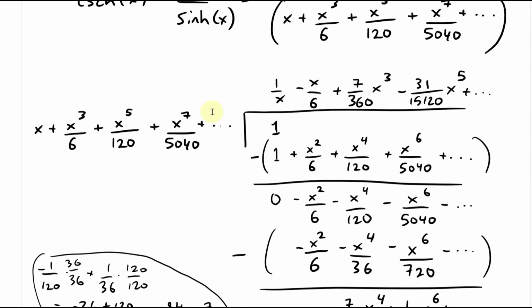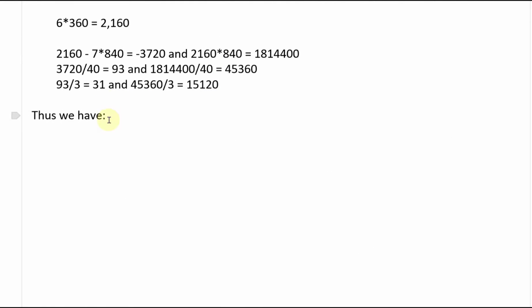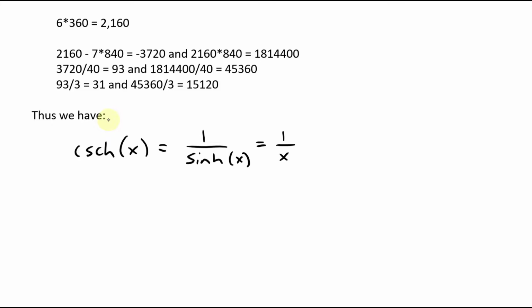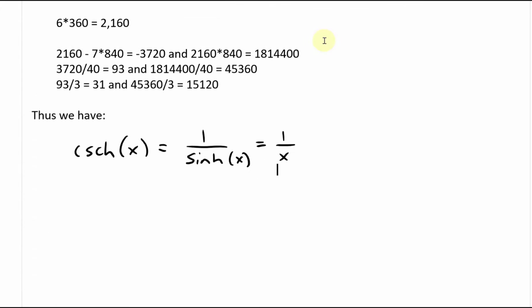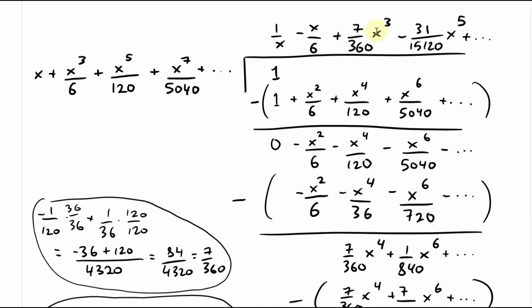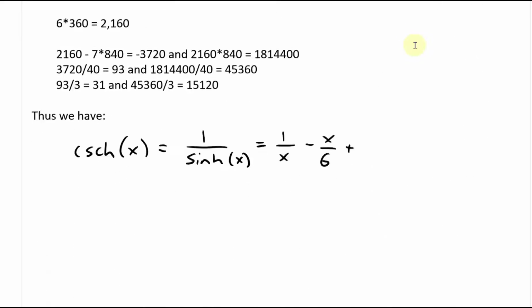Alright, now that we have this, let's put it all together. So let's keep going down here. Thus we have hyperbolic cosecant, or csch, or cosec, I'm not sure how to pronounce this one, equals 1 over sinh, or hyperbolic sine of x, by definition. And this division equals our polynomial long division format for power series: 1 over x minus x over 6. The next one is 7 over 360 x cubed, and then 31 over 15,120.